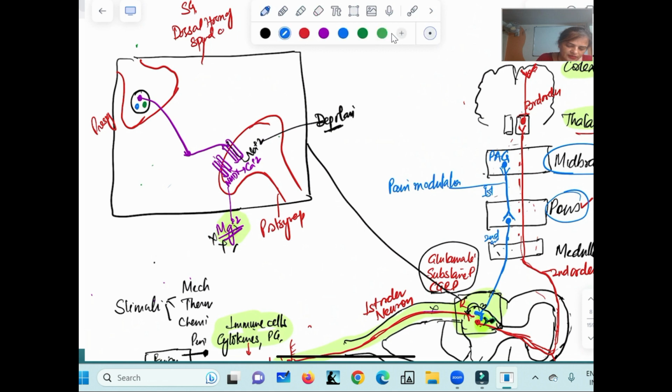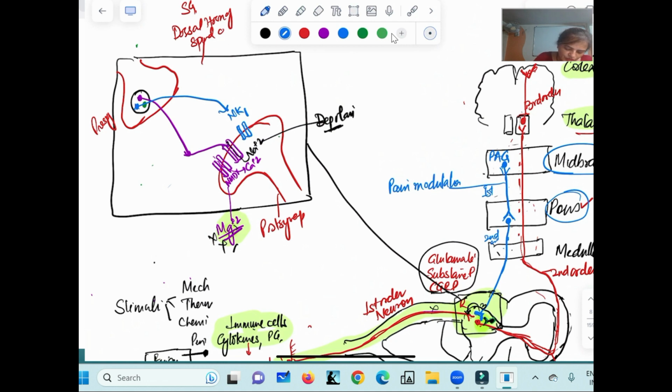Second one is substance P, with the blue color. Substance P is going to act on which kind of receptor? Neurokinin 1 type of receptor. ये आपका blue color वाला, this is going to act over here. Now what is the action of this?